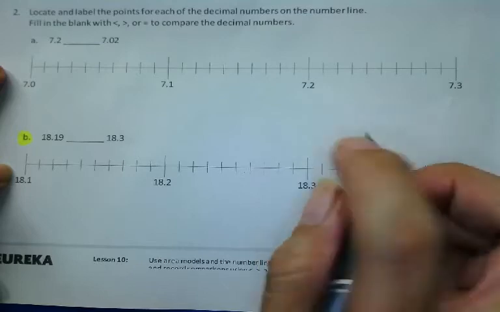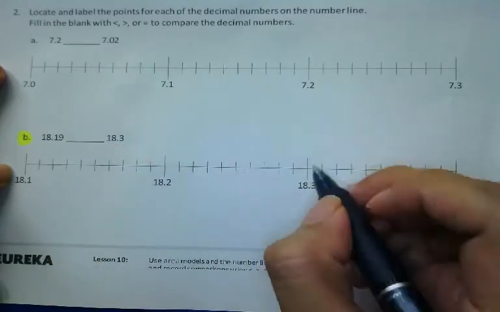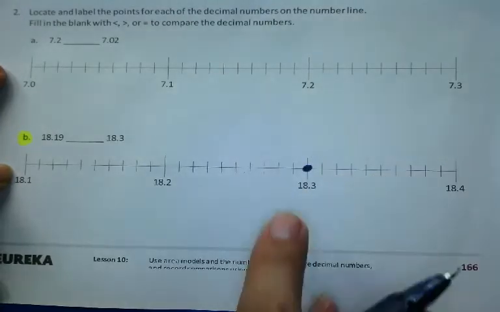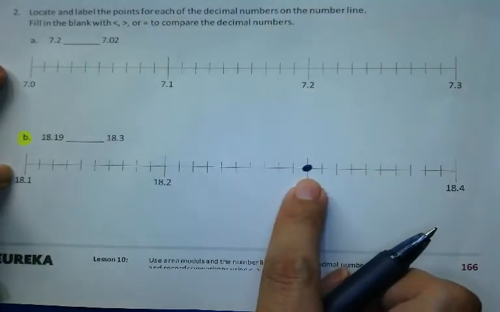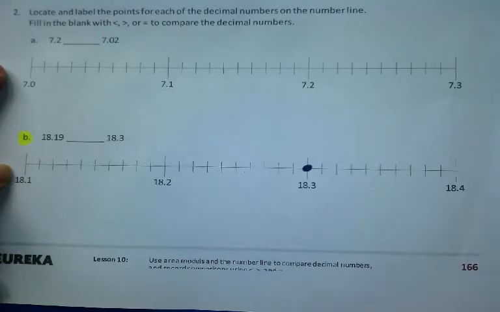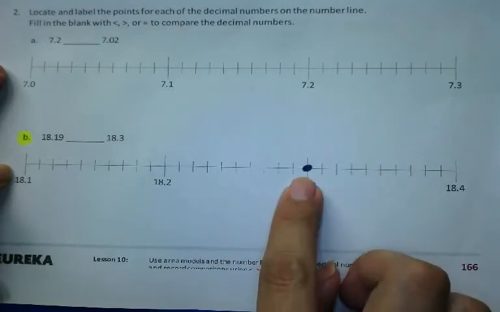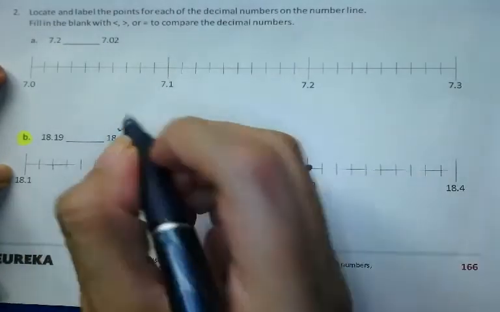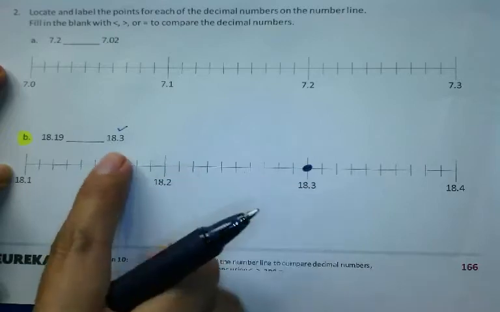Yes. So we can plot 18.3 right here. And when you plot, please make sure it's visible, because when you turn in your picture of your exit ticket, I want to be able to see where you plotted your decimal. So make it nice and dark. I put a check mark because I already plotted that on my number line.